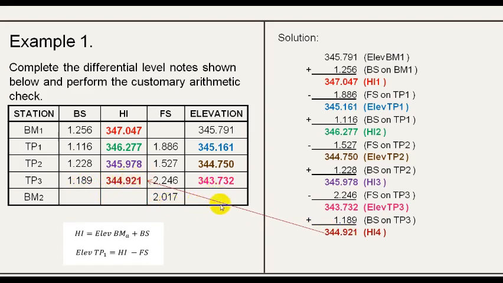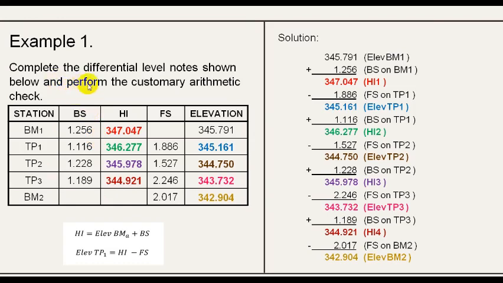Then lastly, which is our objective, ma-determine ang elevation sa benchmark 2. Elevation of benchmark 2 is equals to height of instrument, which is 344.921, minus ato foresight reading sa benchmark 2, which is 2.017. Na atong elevation of benchmark 2 is equals to 342.902. So, muna ni ang atong complete na differential level notes.